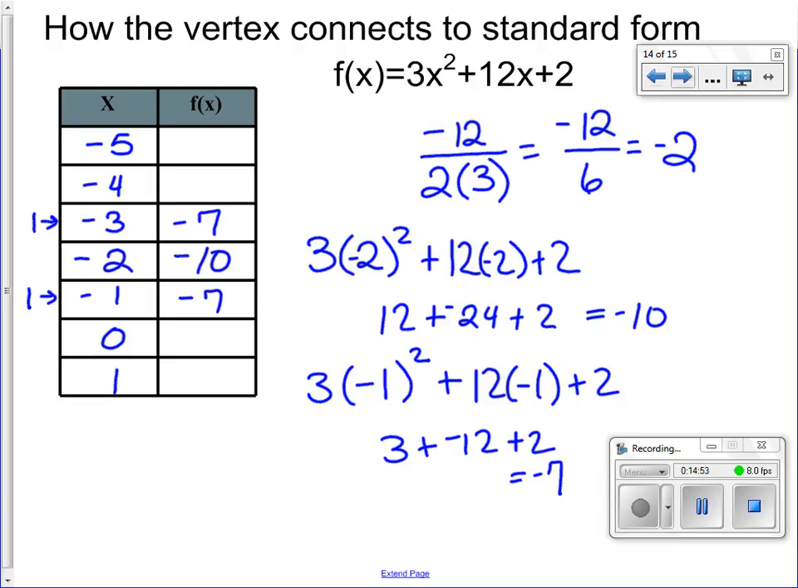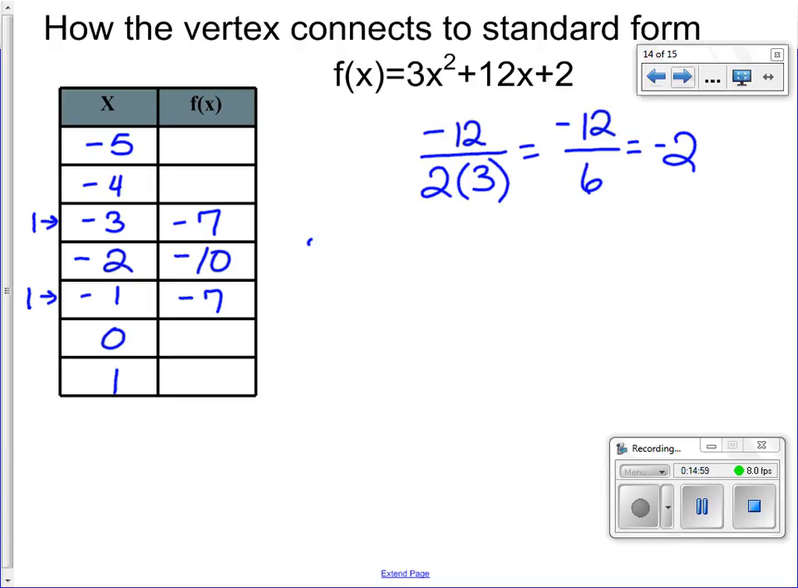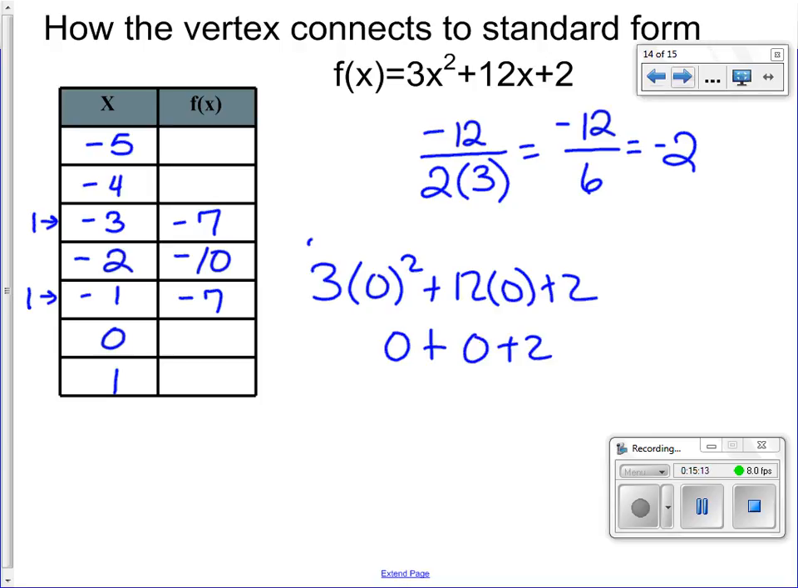All right. Let's clear some space and keep going. Now I'm going to plug in 0. So 3 times 0 squared plus 12 times 0 plus 2. Well, 0 squared is still 0. 3 times 0 is 0. 12 times 0 is 0. And we're adding 2. That's going to be 2. So that means this is positive 2, and this is positive 2. And then we can finish things up with positive 1.